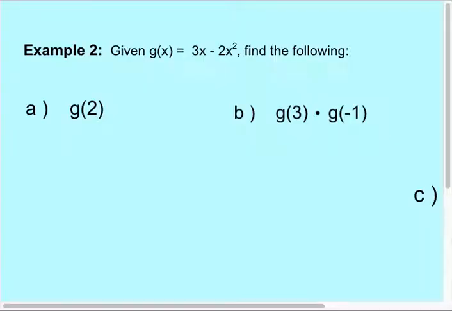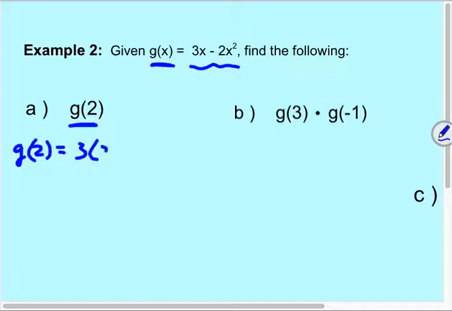Okay, so example, given g of x equals 3x minus 2x squared, find the following. So we're going to evaluate functions here. Now we're working with the g function right here, and they want us to find g of 2. What does that mean? Plug 2 in for x in your function. So g of 2, we're not solving the equation here, we're just evaluating this rule when we plug in 2. So it's 3 times 2 minus 2 times 2 squared, plugging in for x. Now it's just order of operations for the most part.